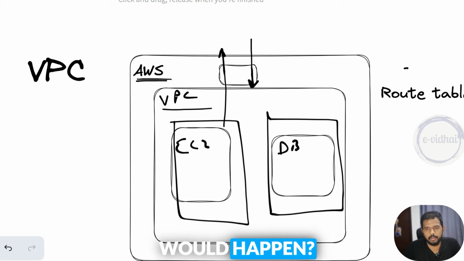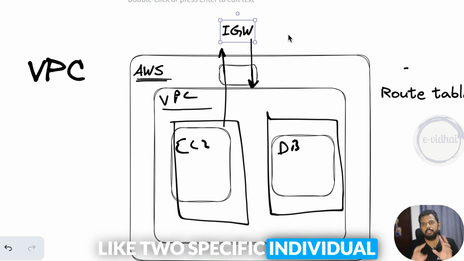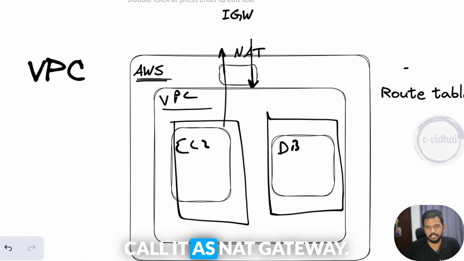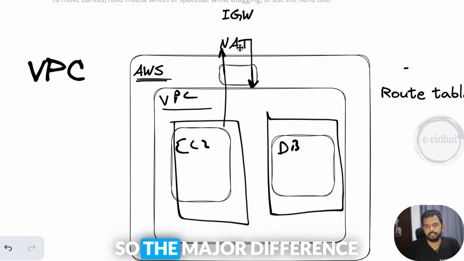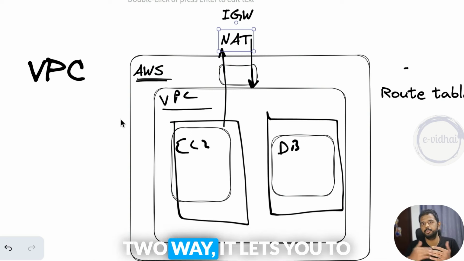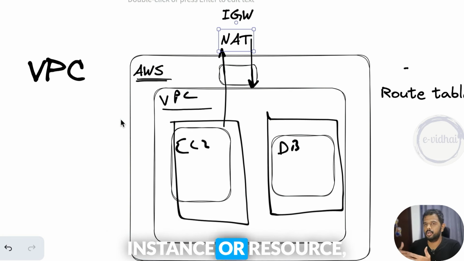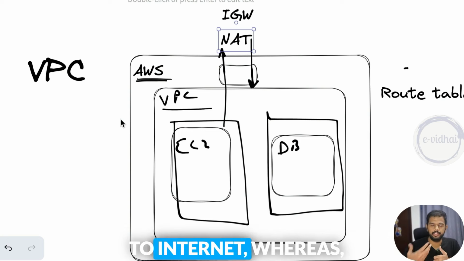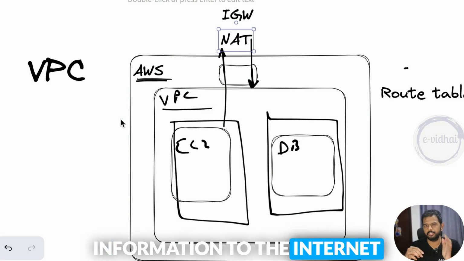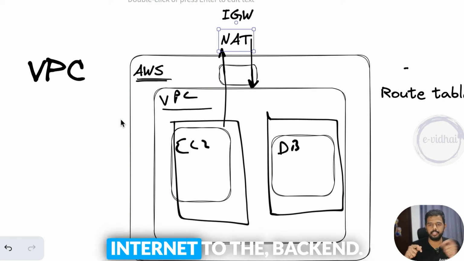So how would this routing happen? It's based on a component called internet gateway. There are two specific individual services we would talk about. One we call internet gateway, the other is NAT gateway. The major difference is that internet gateway is two-way. It lets you communicate from the internet to your instance or resource, and likewise from your instance to the internet. Whereas NAT gateway is one way. You can ask for any information from the internet and the internet will respond, but no one can initiate a communication from the internet to the backend.